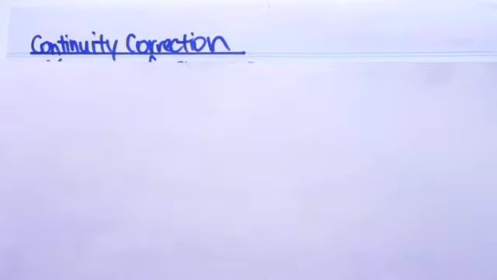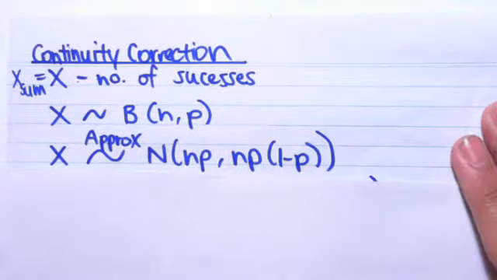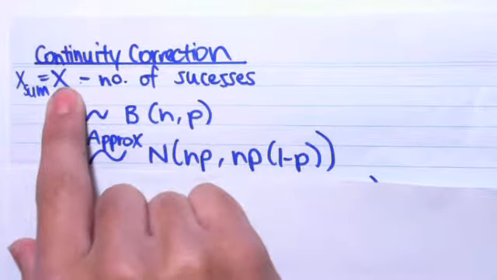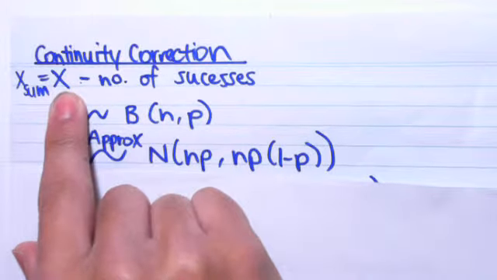Hey guys, welcome back. So the objective of this video is to continue on from the last video where we will now talk about the continuity correction. So from the last video, we introduced a variable called xSum, where we will now change the variable into x, for a notation change, for the convenience of notation.